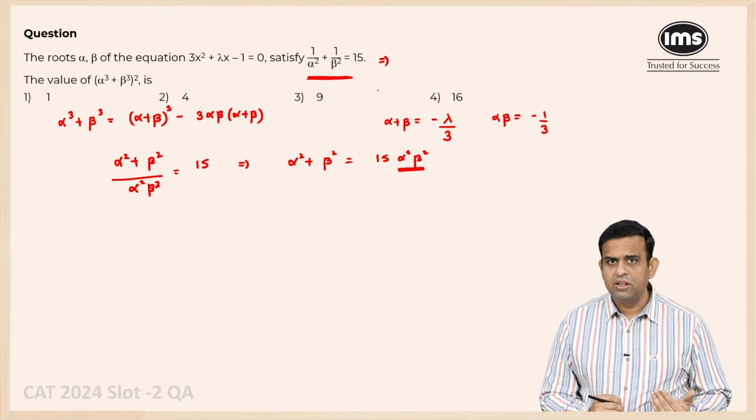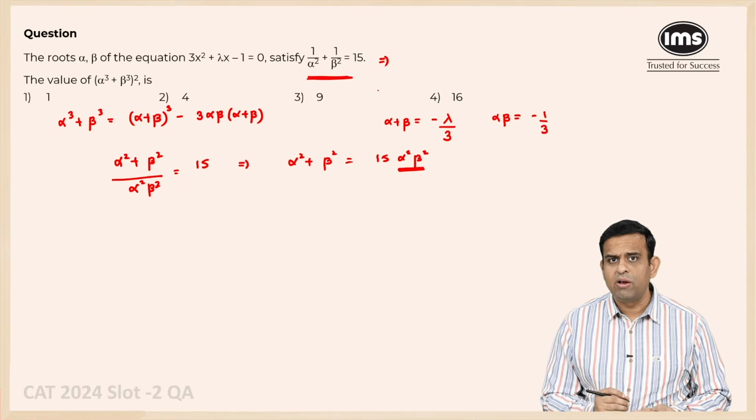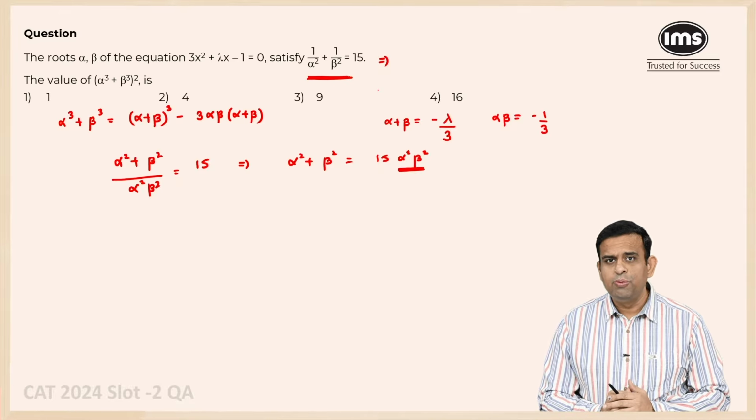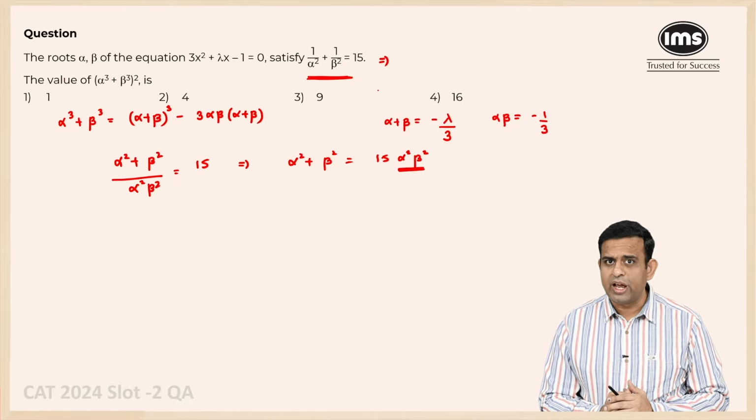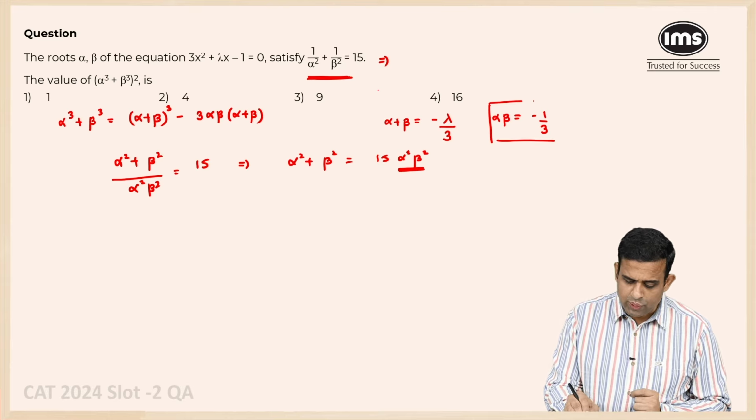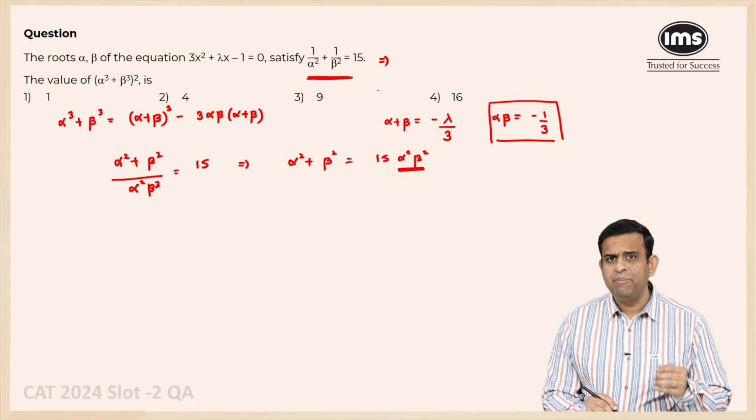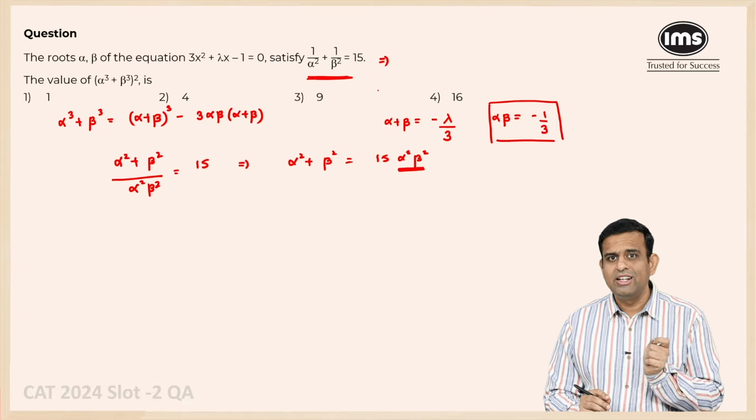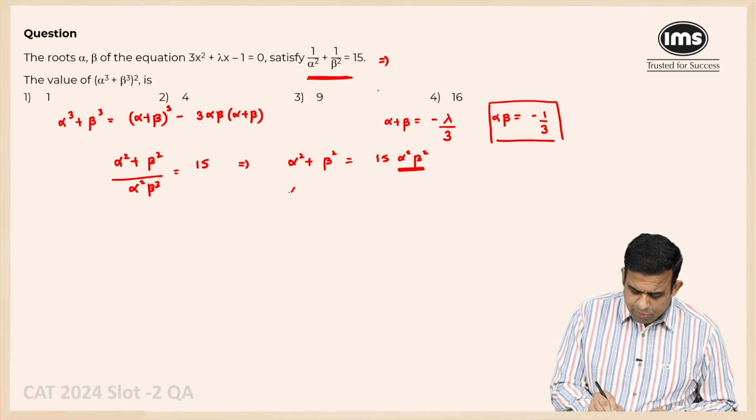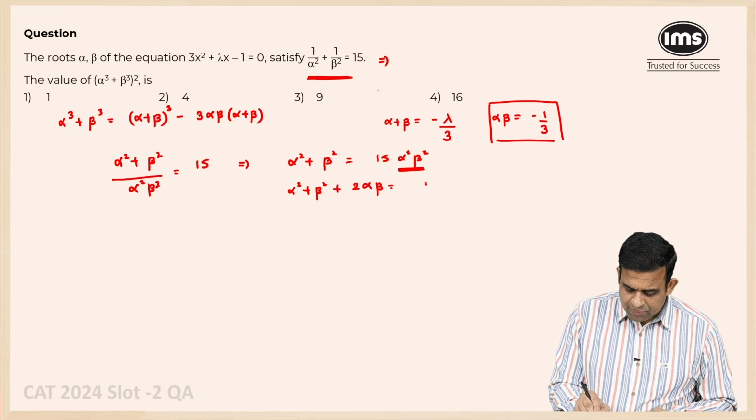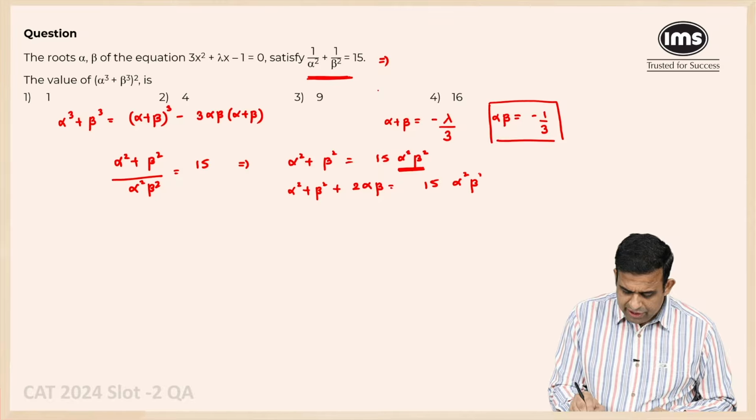So what I can do in this particular case is add 2 alpha beta on both sides, and the reason is alpha plus beta whole square, which I am interested in, is going to be equal to alpha square plus beta square plus 2 times alpha beta, and we know the value of alpha into beta. This part is going to be used throughout. Many of us at this point may be looking for the value of lambda, but for me lambda is not important. Important is the value of alpha plus beta. So let's add 2 alpha beta on both sides: 15 times alpha square beta square plus 2 alpha beta.